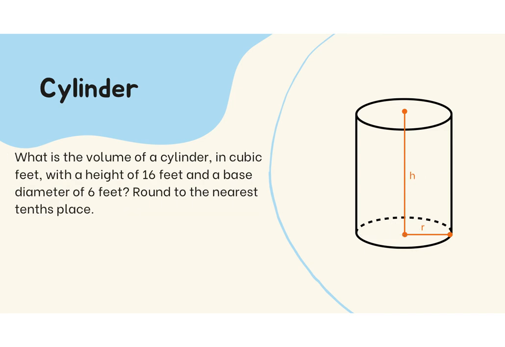Here's our second example. We're going to do the same thing. They give us the height is 16 feet, and our diameter is 6 feet. So to find the radius, we cut the diameter in half. So 6 divided by 2 is 3 feet. Now I plug that into our volume formula. We have pi times 3 squared times 16, which is our height.